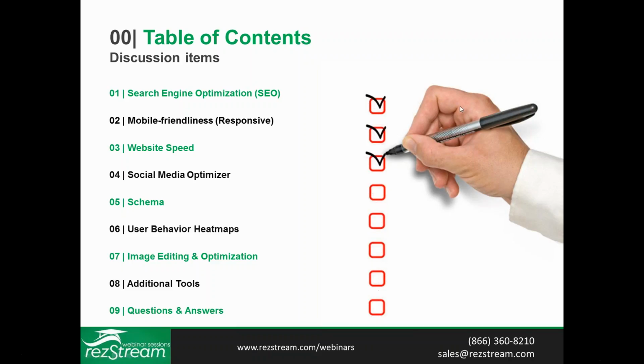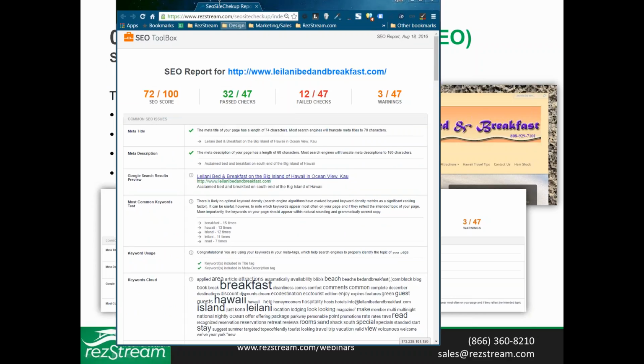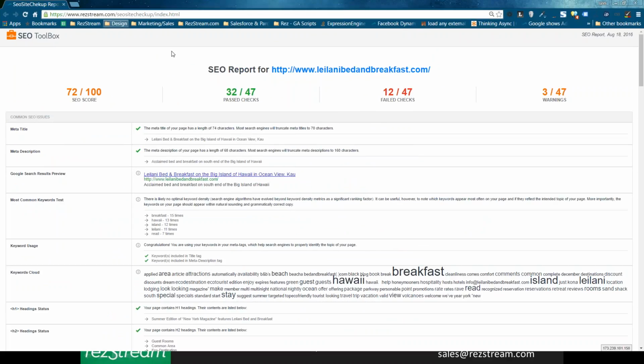All right, so again, let's go ahead and officially get started. The first thing that I want to look at with you guys is the search engine optimization testing tool. This testing tool is a great way to see what metadata you have on your website, take a real quick glance at the speed optimization tools, security and server settings, mobile usability. So this particular tool by SEO Site Check allows you to get a real high-level overview on what's going on with your website. So I'll drag this screen over here and we'll scroll through right now.